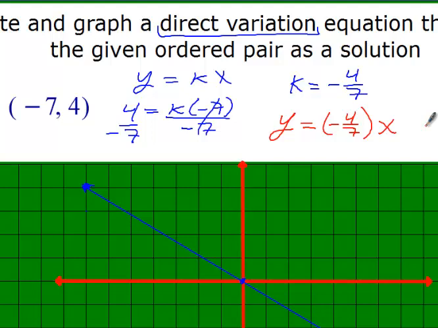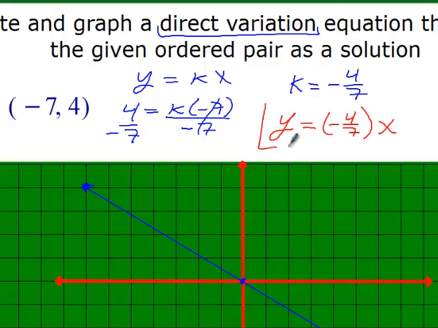So if you wanted to, you could go, what's 4 minus 0? 4, right? What's -7 minus 0? So I get a slope of -4/7, because I'm passing through 0, 0. So I can use the 2 points to find the slope, or I can do it this way and save myself from using a bigger formula. The choice is up to you guys. But remember, constant of variation is the slope. So if I have 2 points, I can find my slope.